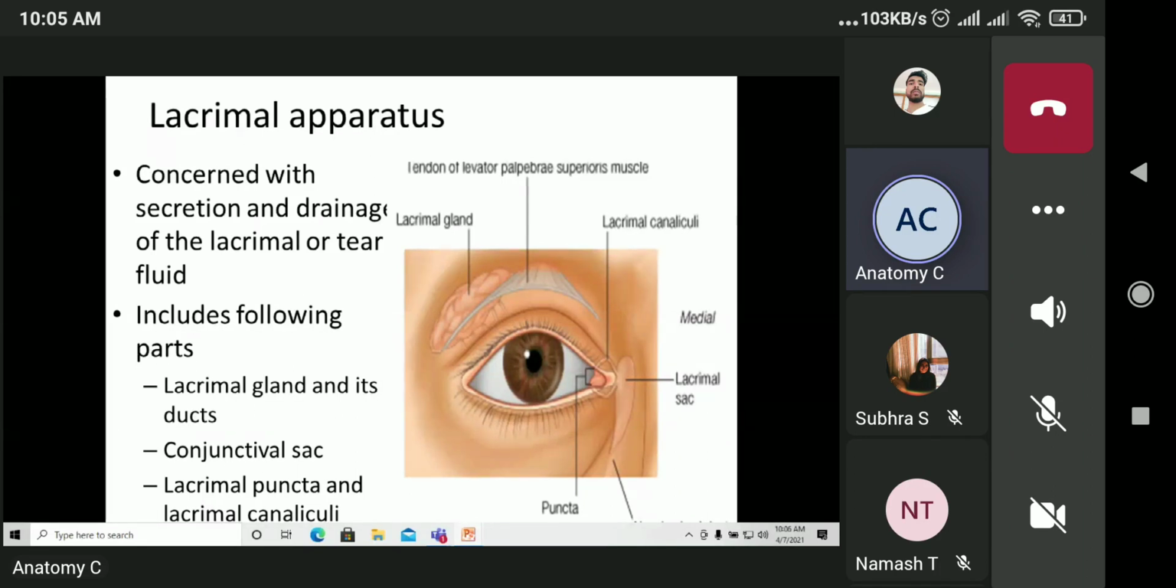The lacrimal apparatus is concerned with the secretion and drainage of the lacrimal tears, or tear fluid, whatever you say. It includes the lacrimal gland, this is the lacrimal gland, ducts, conjunctival sac, lacrimal puncta, which you can see here, lacrimal canaliculi, and lacrimal sac, which opens into the inferior meatus. So these are the constituents of it.